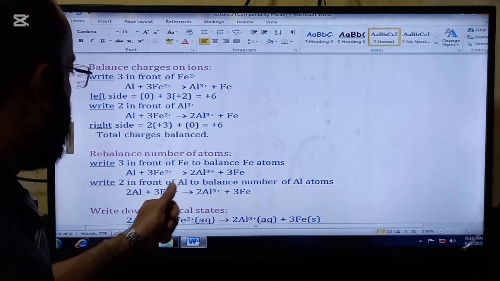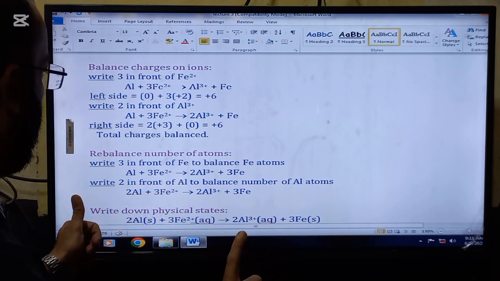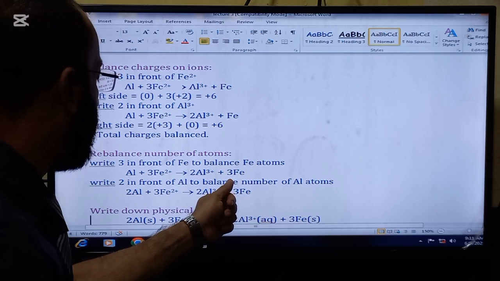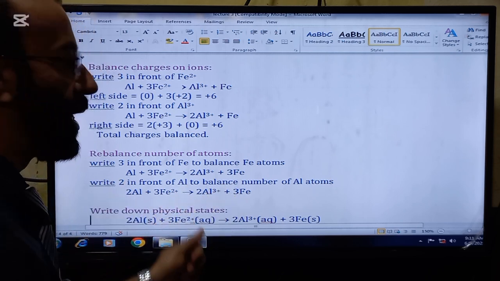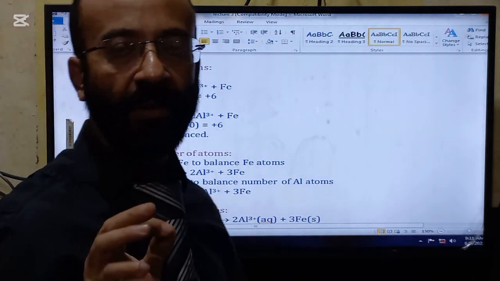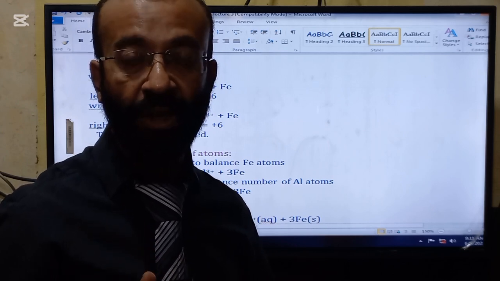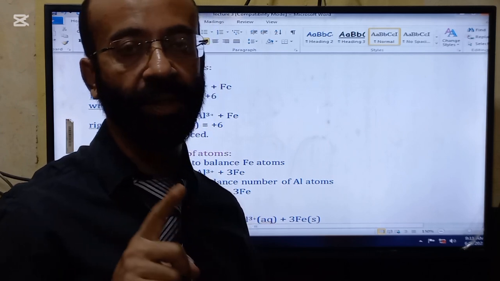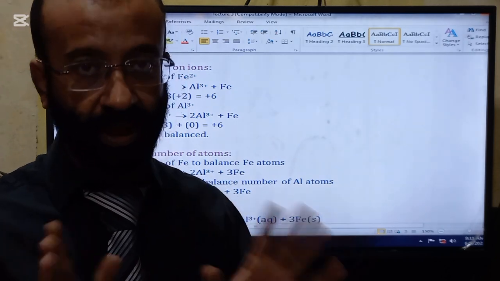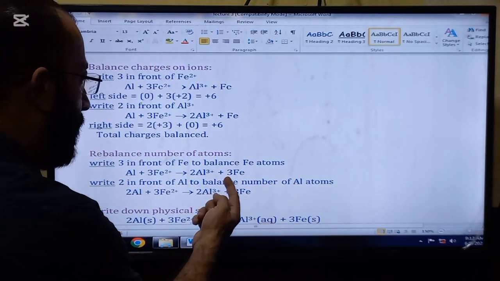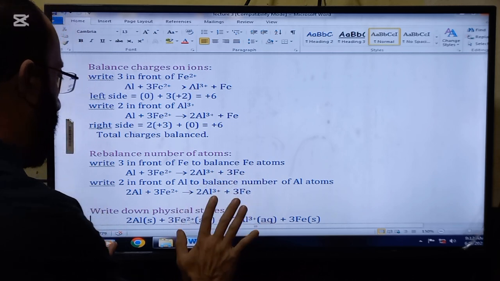But because of this the number of the atoms were imbalanced, so we will write 3 in front of Fe on the right side as well. Each and every step is very important, because we have to balance the number of the atoms of each element and the number of the charges on the ions, both steps at the same time. So we have to write 3 in front of Fe on the right hand side as well.